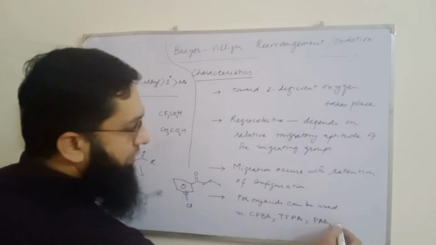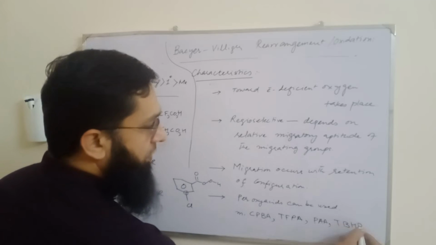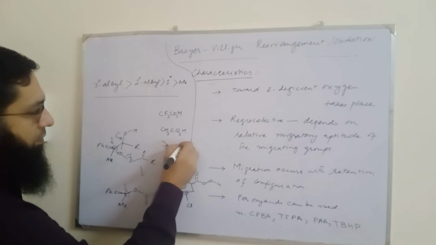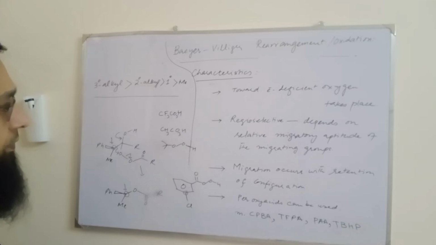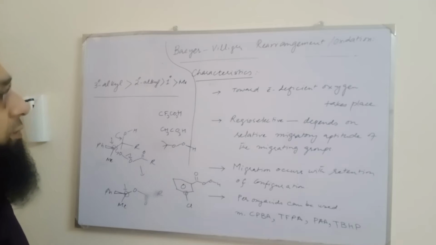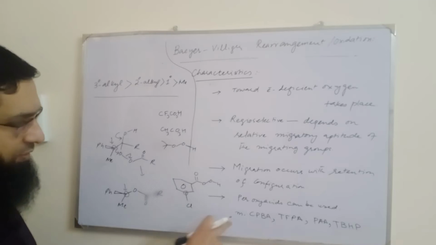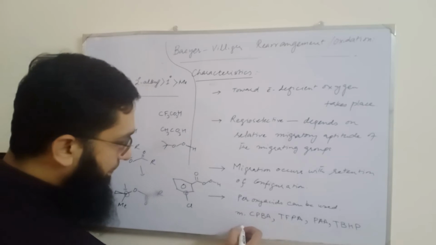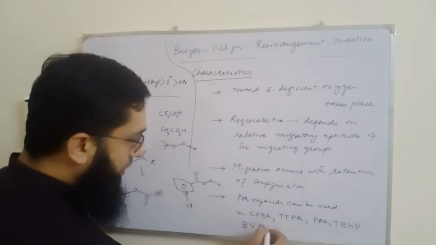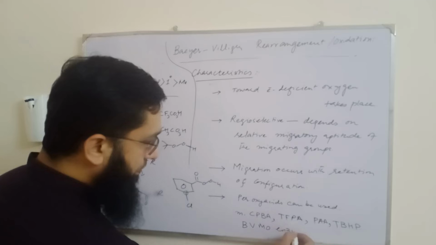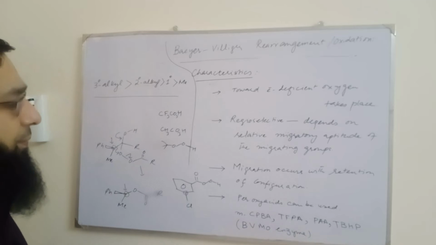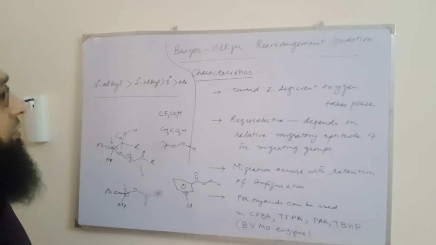Similarly, tertiary butyl hydrogen peroxide, TBHP, this one. So these were a few characteristics of Baeyer-Villiger rearrangement. In addition to these acids, we have Baeyer-Villiger monooxygenase enzyme. This is an enzyme which can also catalyze this rearrangement. So I hope this is clear to you.